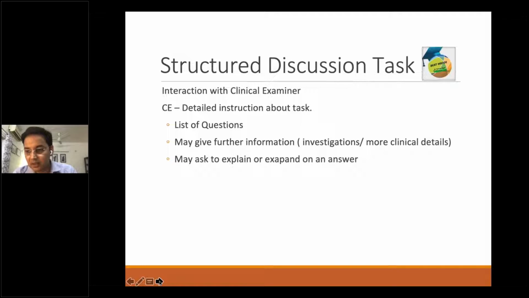In a structured discussion task, you interact directly with the examiner, and the examiner has all the details and instructions about the task that you're going to perform, and they will have a list of questions, so that when you're straying off the mark, they will ask those questions, and you can move on, so you cover the entire task without wasting time. If you ask them, they will give you further information, such as an investigation report or further clinical details.